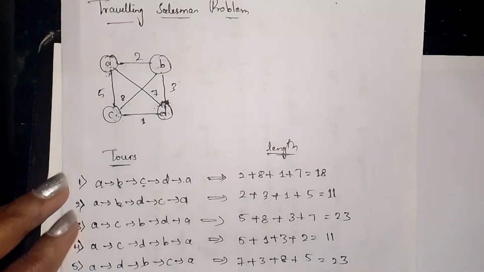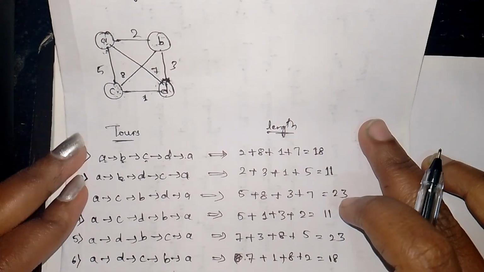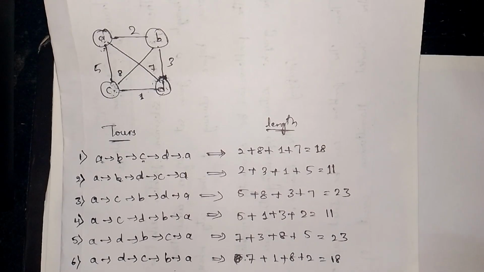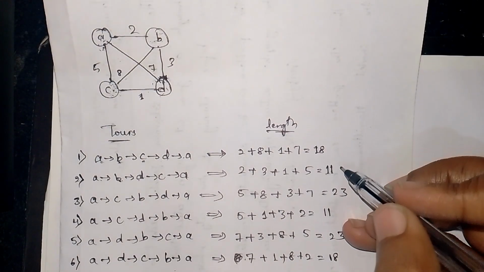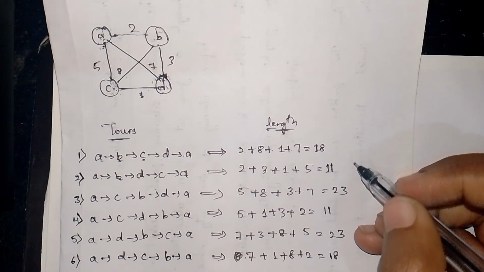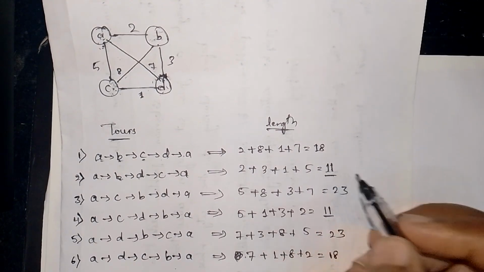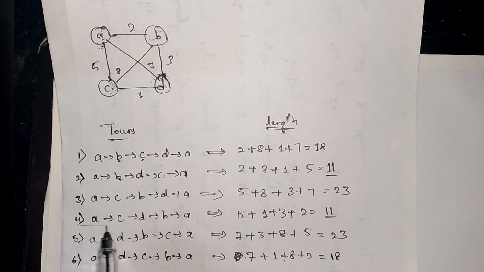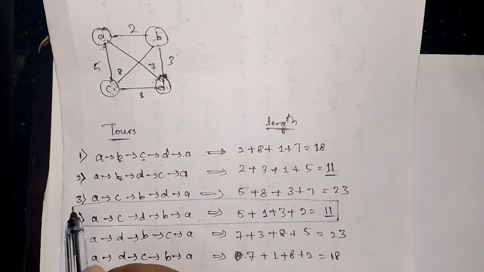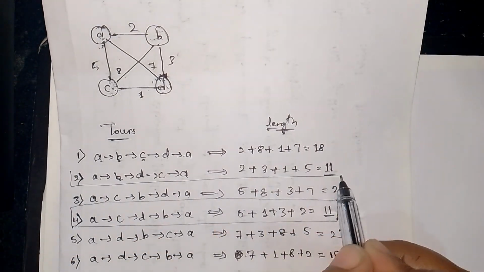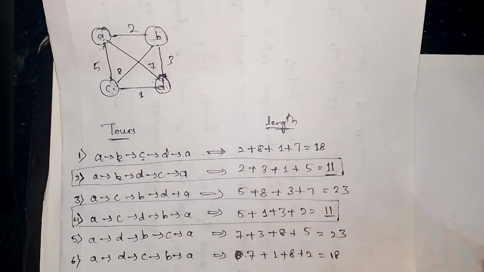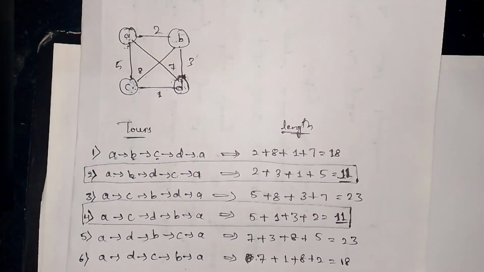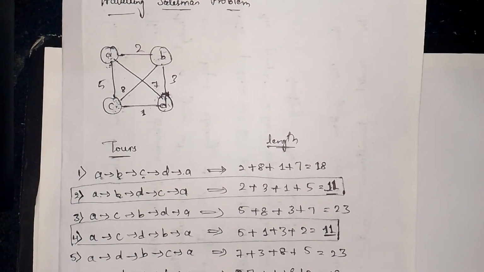Among these paths we have to take those paths which make the shortest distance. Here you can see, if we compare these paths, 11 is the smallest distance the man has travelled. Then these two paths will become the optimal solution for this problem, because we have got the smallest or the shortest distance. This is how the traveling salesman problem works.